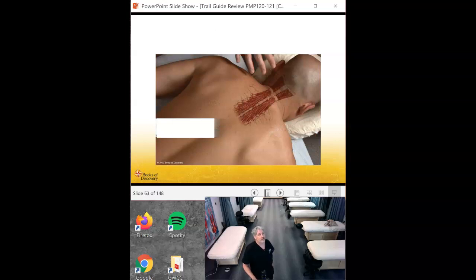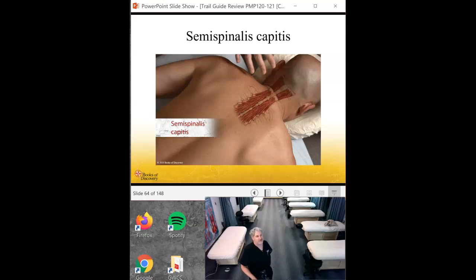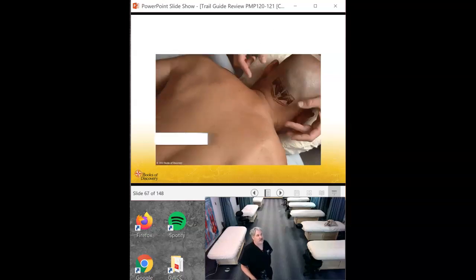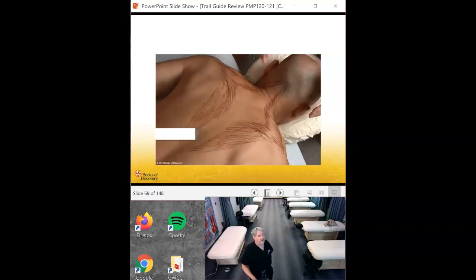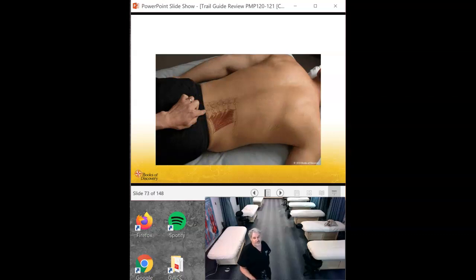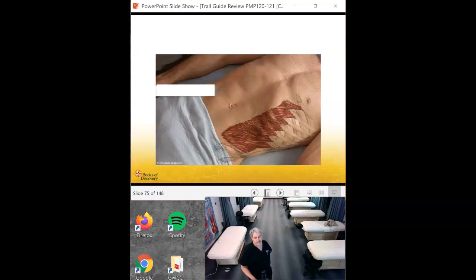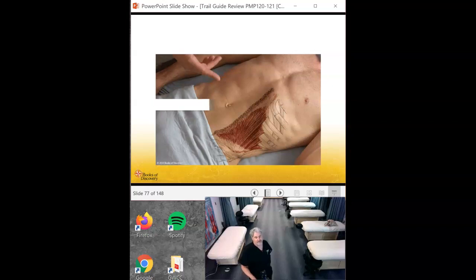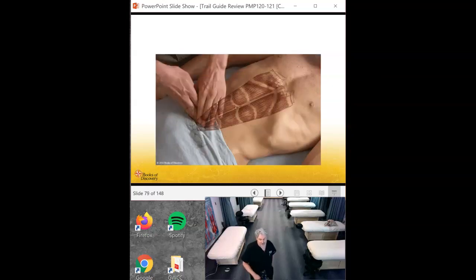That's great. What muscle is this? Semispinalis capitis. Yes. What muscle group is this? Suboccipitals. Yes. What muscle is this? Trapezius. Yes. What muscle is this? The quadratus lumborum. Yes. What muscle is that? External oblique. Yep. What muscle is this? Internal oblique. And you already told us this is rectus abdominis.